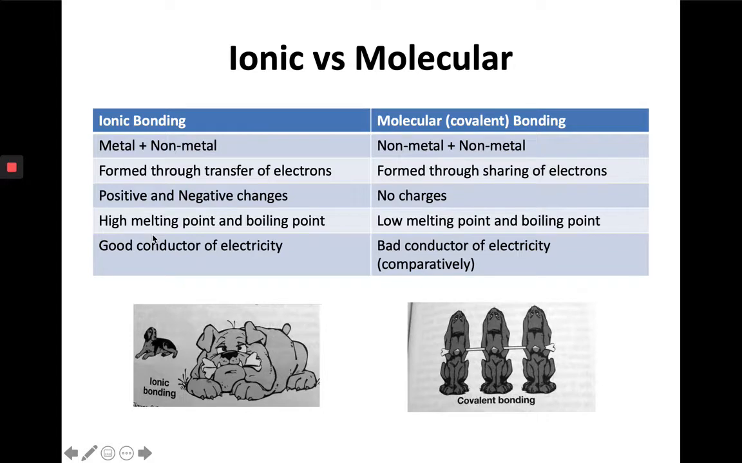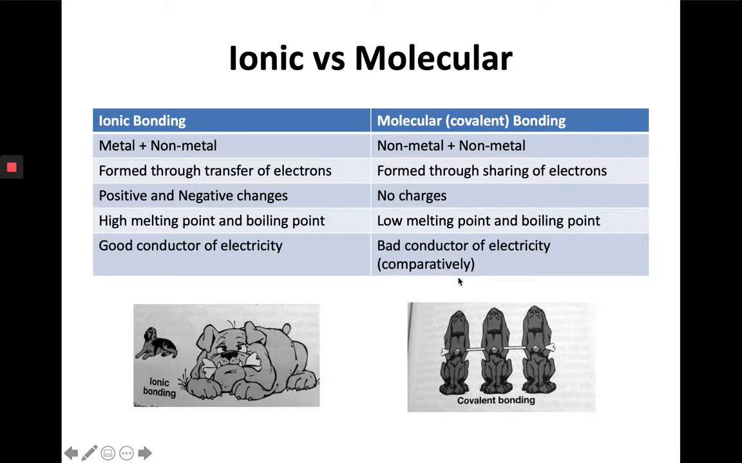Ionic bonding has a high melting point and boiling point, whereas molecular bonding has a low melting point and boiling point. And finally, ionic bonding is a good conductor of electricity. However, comparatively, molecular bonding is a bad conductor of electricity.